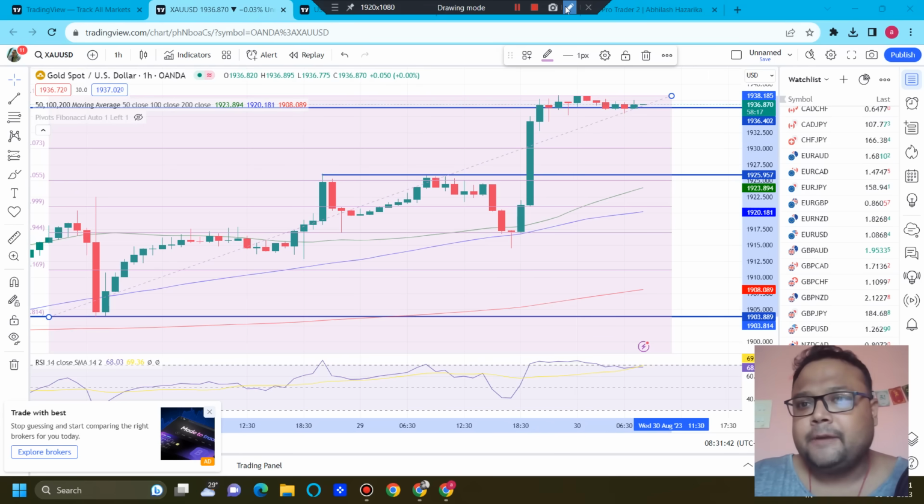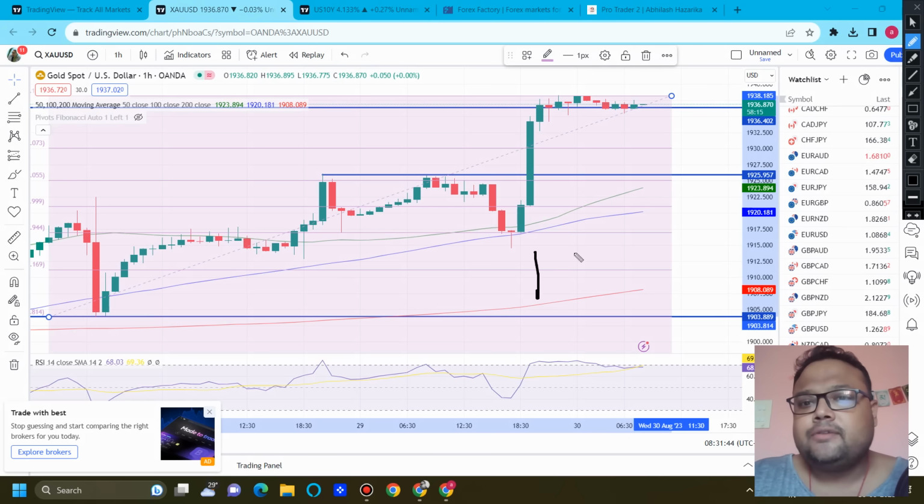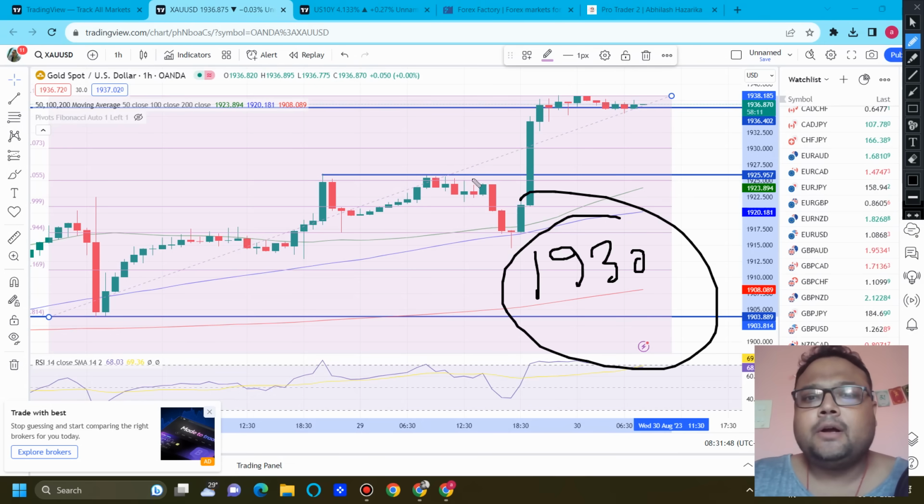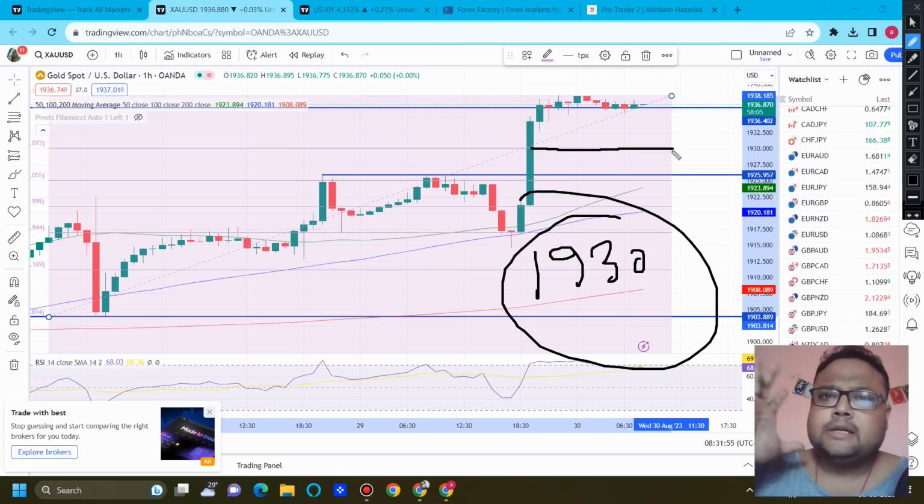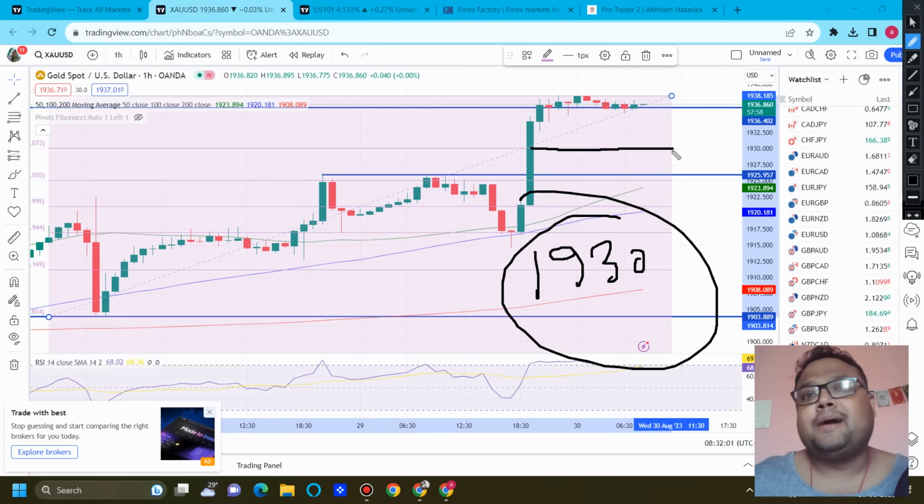In that case, you can also observe the market around 1930 as well. Why 1930? Because you can see that at 1930 we have Fibo 23.6% retracement level. This is a minor level, so if you see the market is coming down with small candles, then only you can look for a buy position. But if you see the market is coming down with candles like this, then obviously this level may not work.